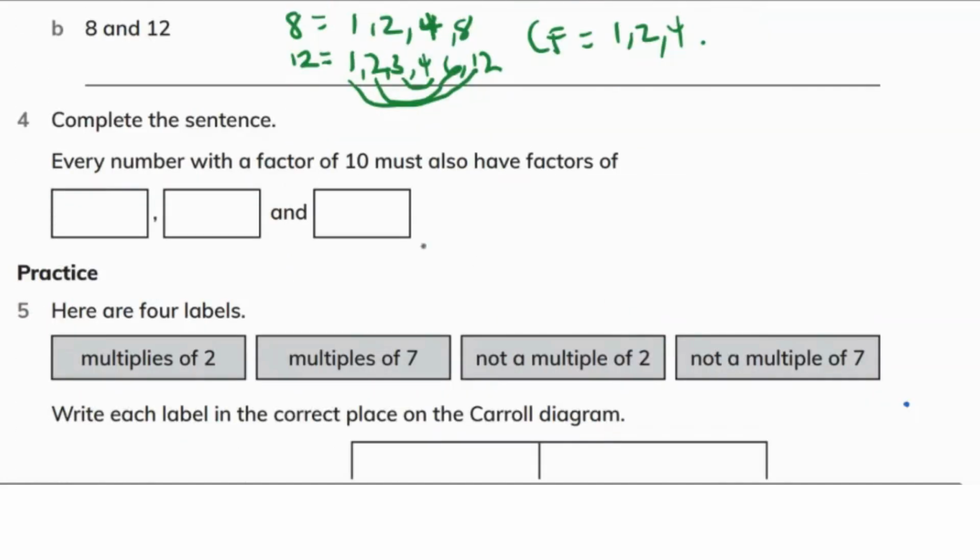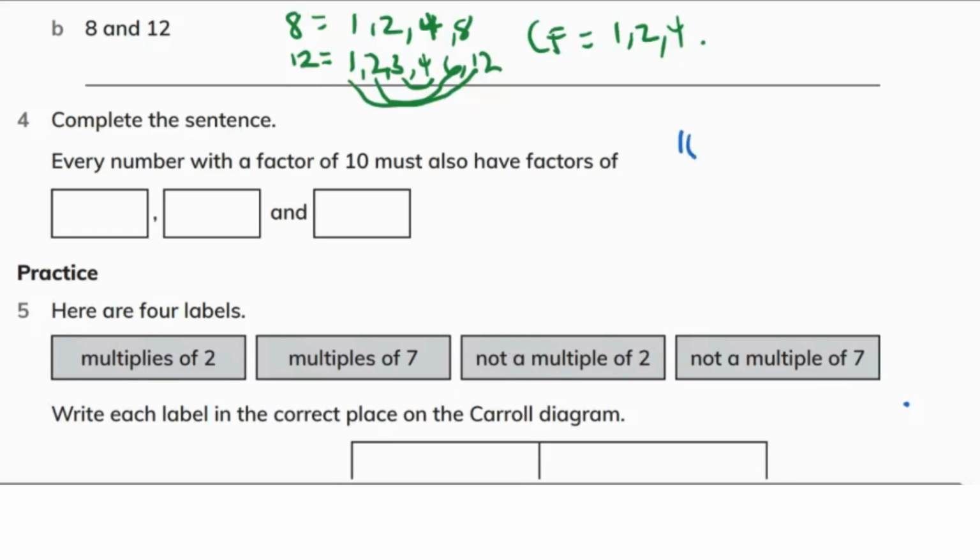Question 4. It says complete the sentence. Every number with a factor of 10 must also have factors of. We have 3 different options, but every number with a factor of 10 must also have the factors of. So we are simply being asked to find what is common with any number that has a factor of 10. And any number that has a factor of 10 will have factors of 10 itself, right?